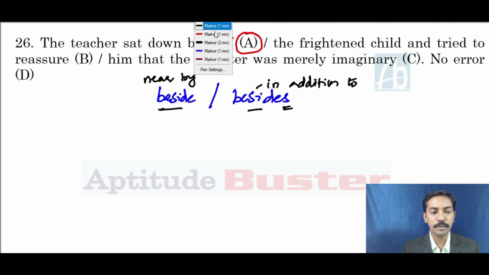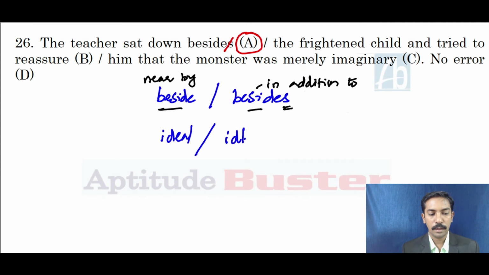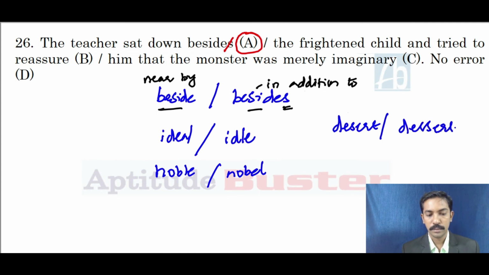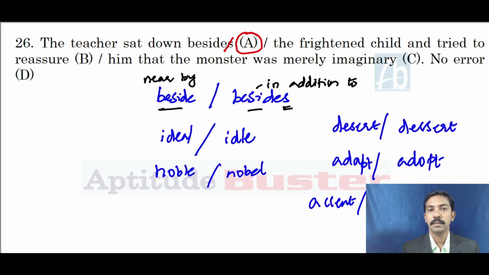Similarly, it would be better if you try to remember the differences between ideal and idle, noble, Nobel, desert, dessert, adapt, adopt, accent, assent. These are all few common homonyms. You can even add the other common ones.